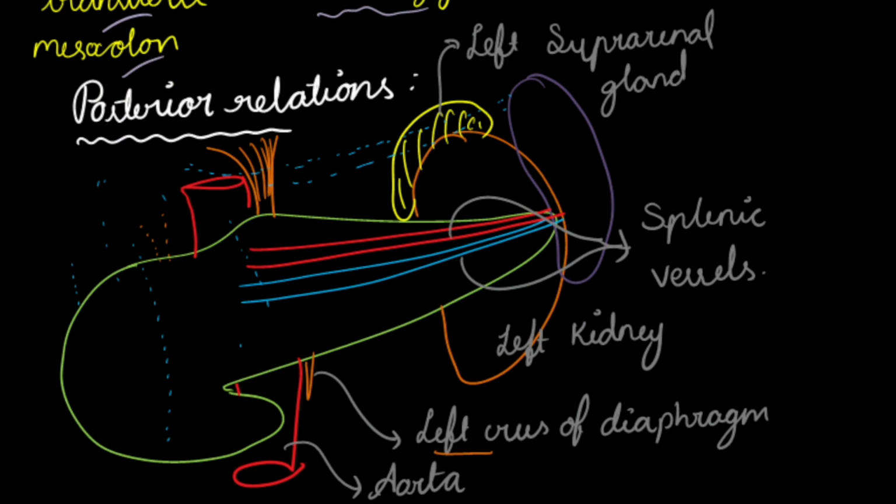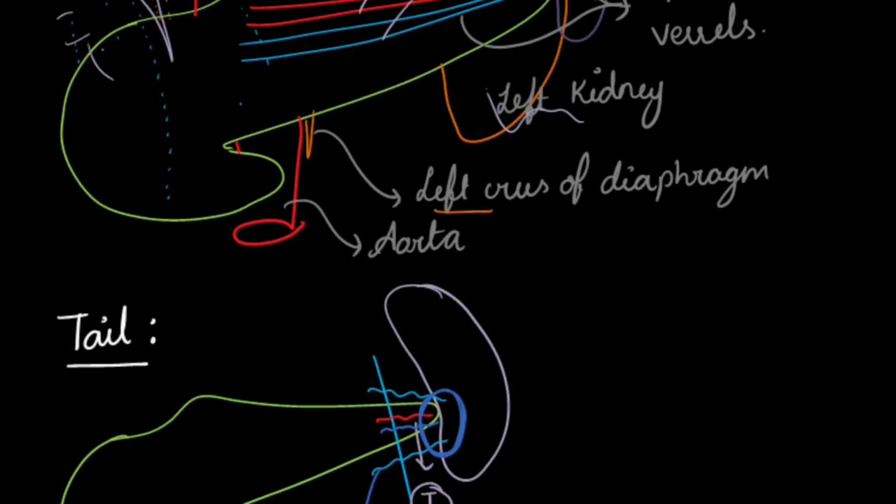In case of posterior relation, we have already seen the presence of the inferior vena cava, right crus of the diaphragm, and so on in the head of the pancreas. In case of the body of the pancreas, we have the aorta here, then the left crus of the diaphragm, then the splenic vessels, then the left suprarenal gland and left kidney, which are closely related to the body of the pancreas in the posterior aspect.